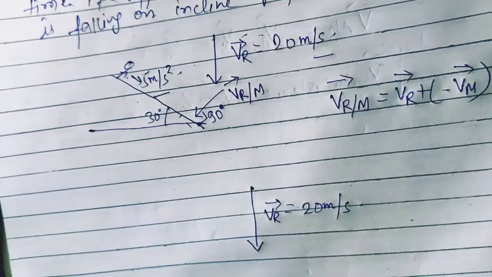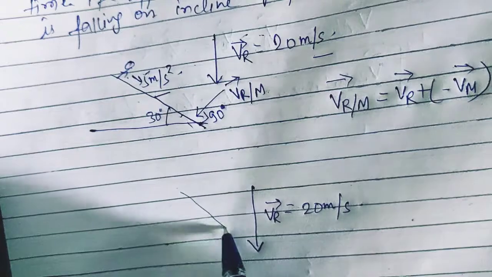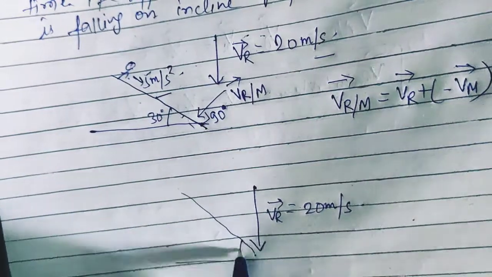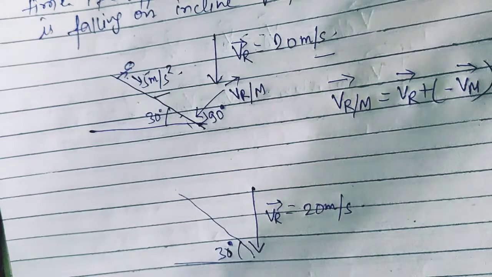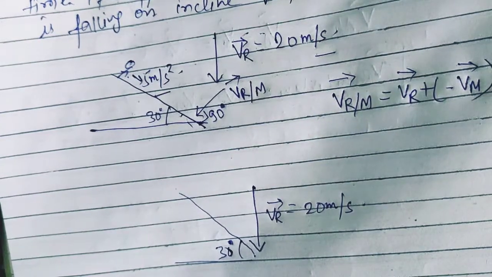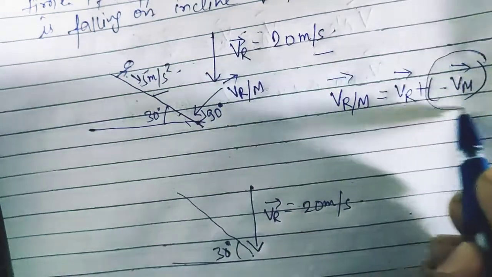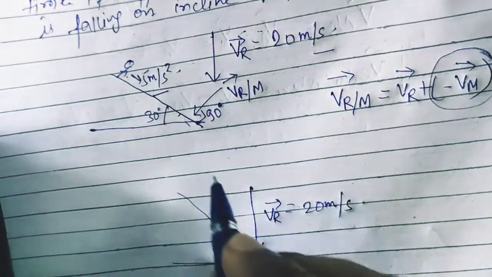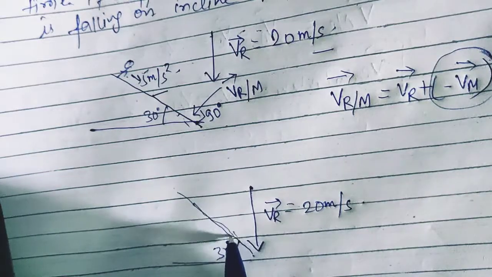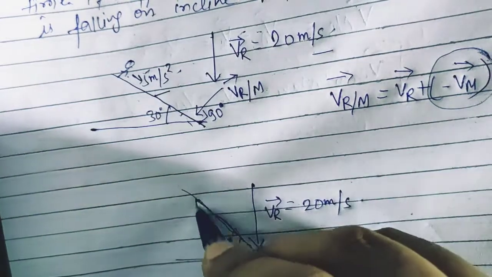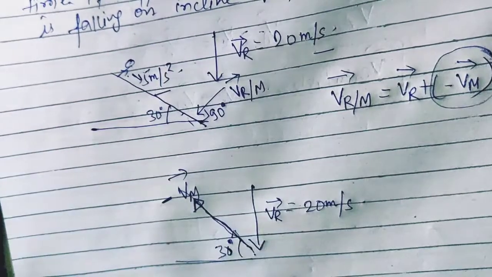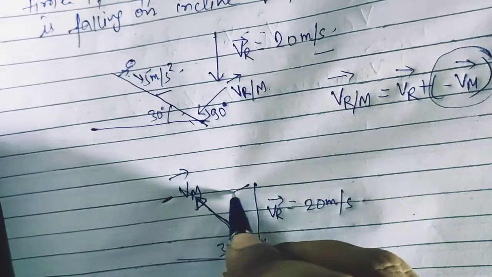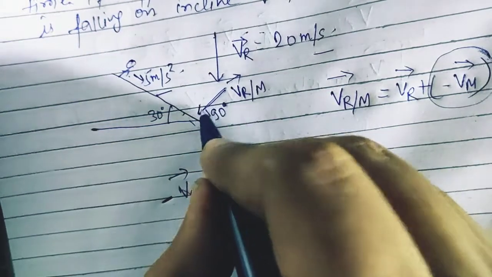Okay, the wedge is at 30 degree, and the boy is running on the wedge, so you have to apply it as a negative. Since the boy is running towards this, you will have to apply Vm here. And hence this triangle is formed.